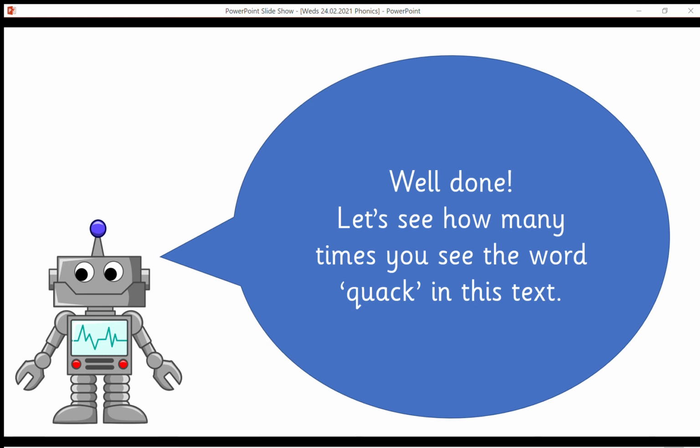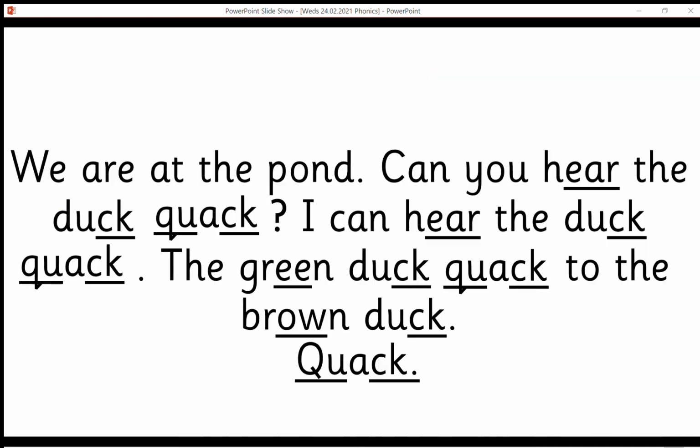Now, with the next activity, I would like you to see how many times you see the word quack in this text. You can blend along with me, we'll go slowly, and then we'll have a think, how many times can we spot the word quack, and then we'll find out the answer. Ready? Off we go, you need your blending arms, let's go.